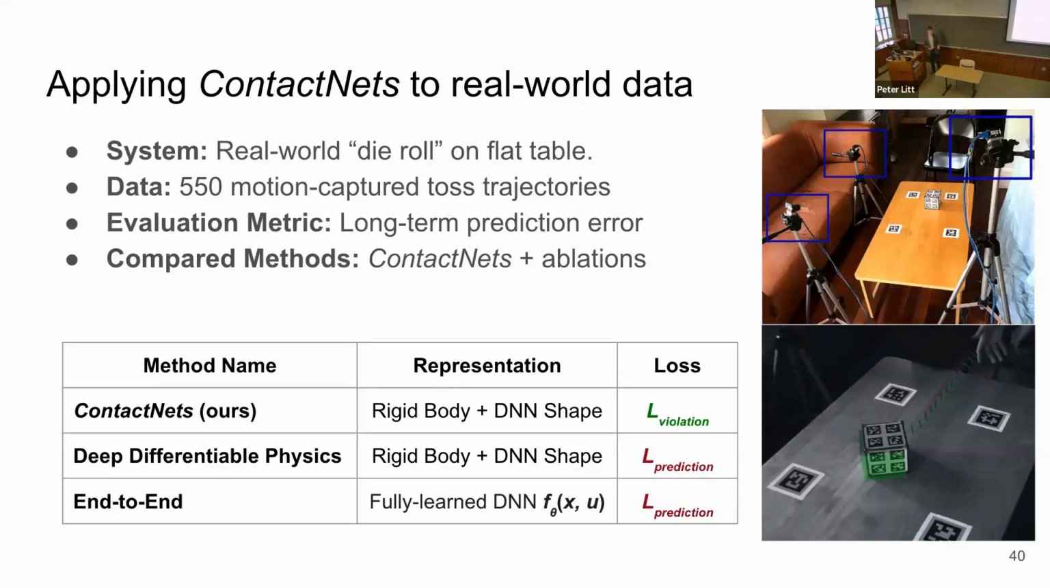And we're going to be comparing our method, contact nets, which combines these deep learned geometries and our violation loss, to a couple of ablations or simplifications of this process to compare the importance of various components that we are contributing. The first baseline we'll compare to is what's called deep differentiable physics. What this is doing is it's learning the same type of rigid body model, but it's optimizing prediction error instead of our violation loss. And the second, which we'll call end-to-end, is the baseline where we learn the entire dynamics as a neural network, the type of application that we explored in the first section of this talk.